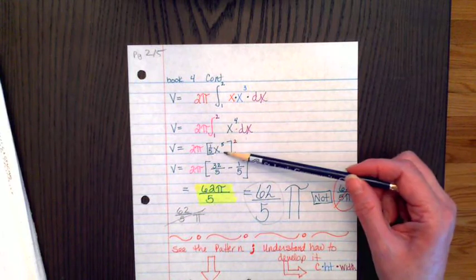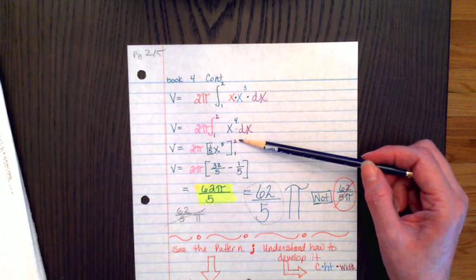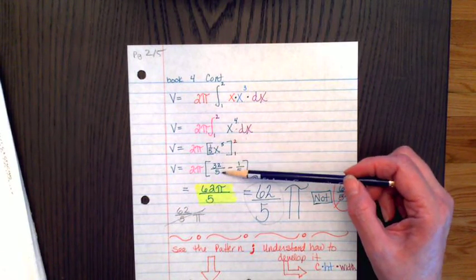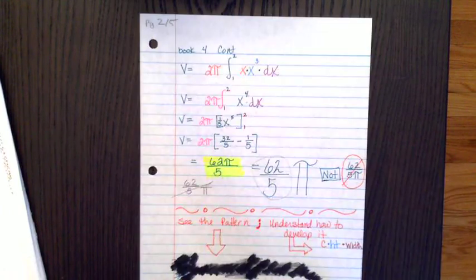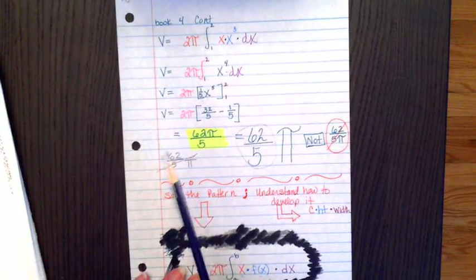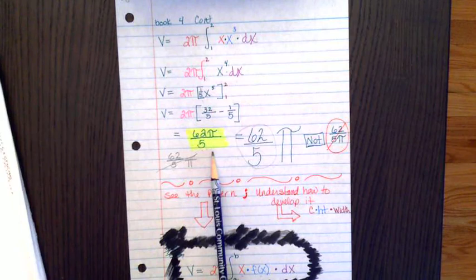So that's 1/5 x to the 5th integrated from 1 to 2. When we substitute 2 for x, you get 32 over 5. When x equals 1, we get 1 over 5. So it simplifies to 31 over 5. And then multiplying by 2 pi gives us 62 pi over 5.